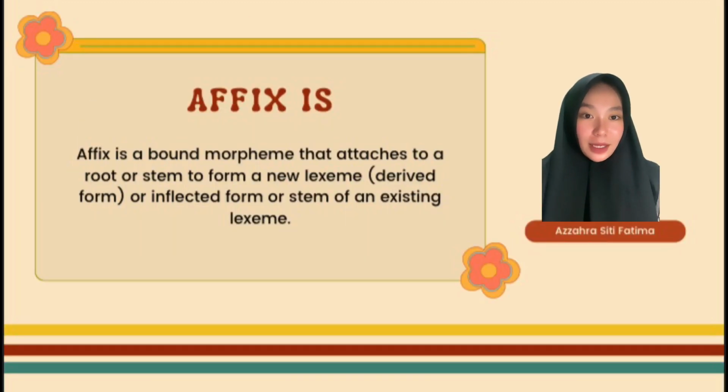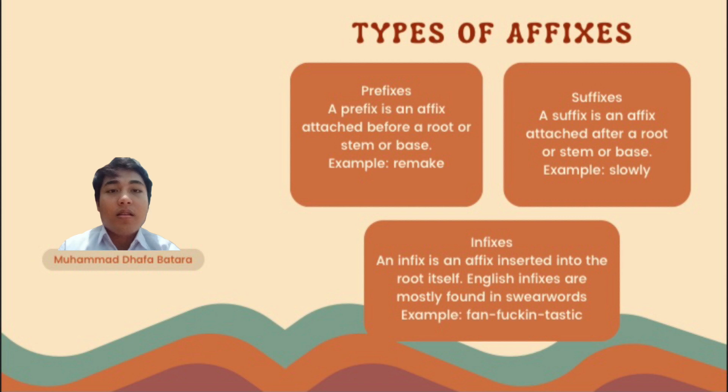Next, an affix is a bound morpheme that attaches to a root or stem to form a new lexeme, or derived form, or inflected form, or stem of an existing lexeme. Types of affix. Prefix. A prefix is an affix attached before a root or stem or base. Example: remake. Next is suffix. A suffix is an affix attached after a root or stem or base.